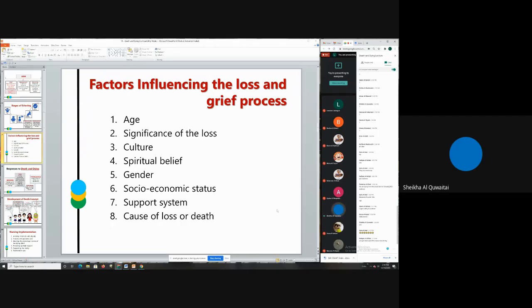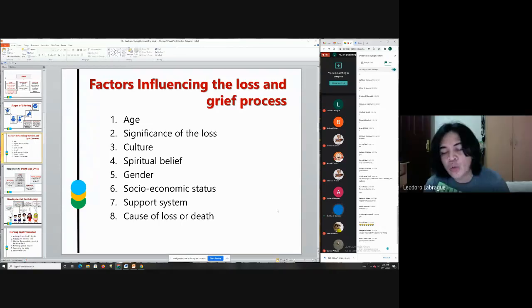Yes, we said previously the loss includes loss of body image. So, for example, when the person loses the body image due to a sudden cause, for example, a car accident, the grief and sadness will be more than if the person lost the body image due to, for example, surgery, because the person will be informed that he will undergo the surgery and will develop some change in body image. Okay, very good. That is a classic example of the cause.